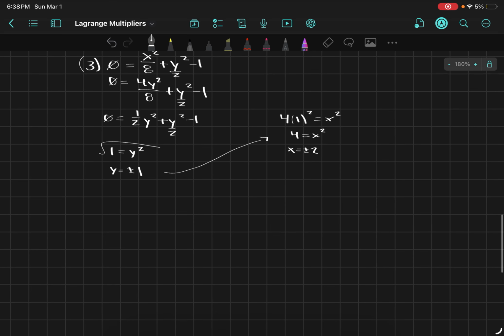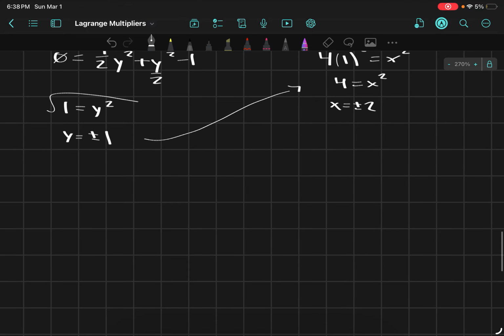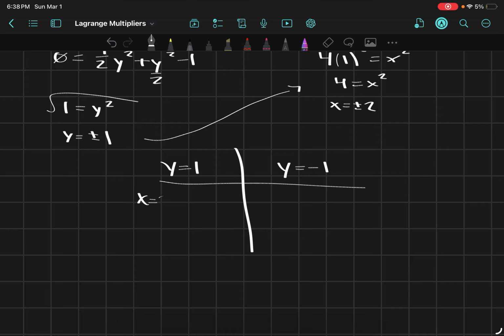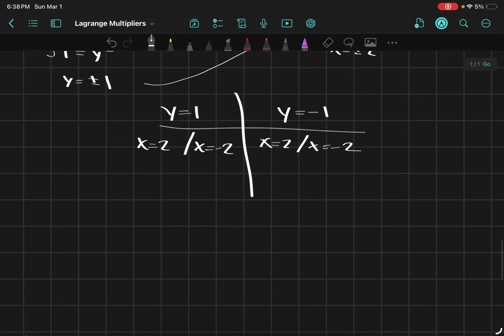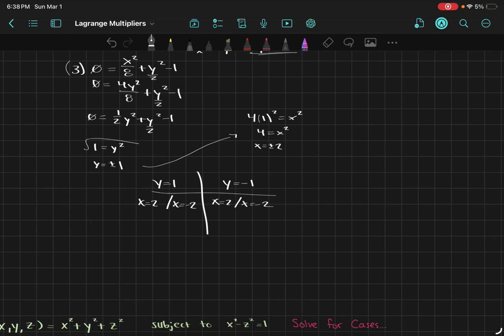So therefore, we have y is equal to positive or negative 1 and x is equal to positive or negative 2. Those are our critical points on the constraint of our function. Let's make a neat little table here. If y is equal to negative 1, there are two other scenarios: x is equal to 2, or x is equal to negative 2. And if y is 1, we have x is equal to 2 as well, or x is equal to negative 2. So therefore, we have 1, 2, 3, 4 critical points here.